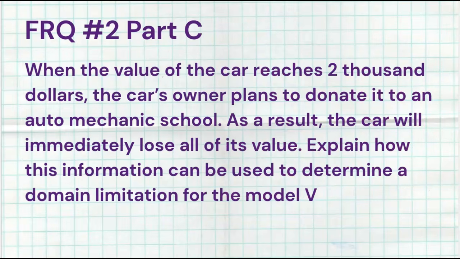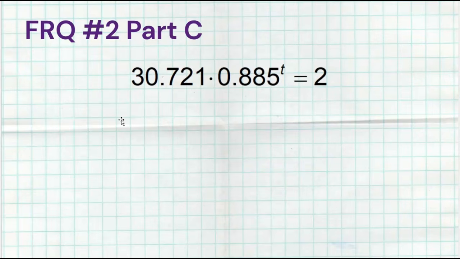All right, now moving on to part C. When the value of the car reaches $2,000, the car's owner plans to donate it to an auto mechanic school. As a result, the car will immediately lose all of its value. So explain how this information can be used to determine a domain limitation for the model V. So essentially, we know that when our model that we found, 30.721 times 0.885 raised to t, equals $2,000, we know that basically the value of the car is done, right? Our model is no longer needed because he's going to donate the car and who cares about the value anymore.